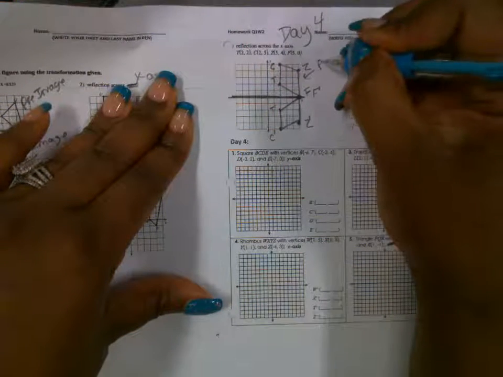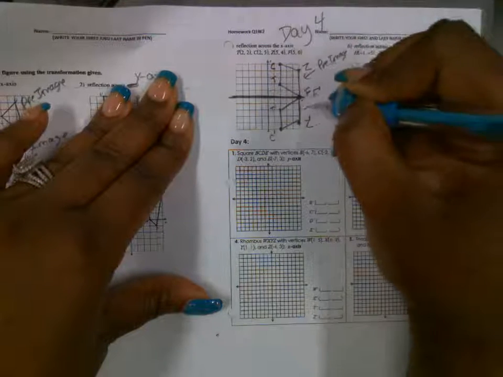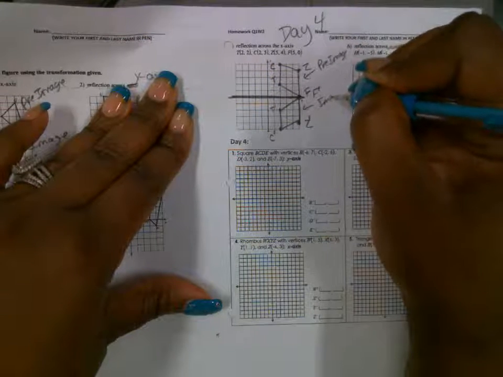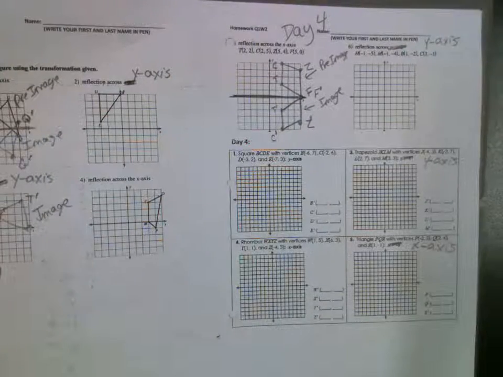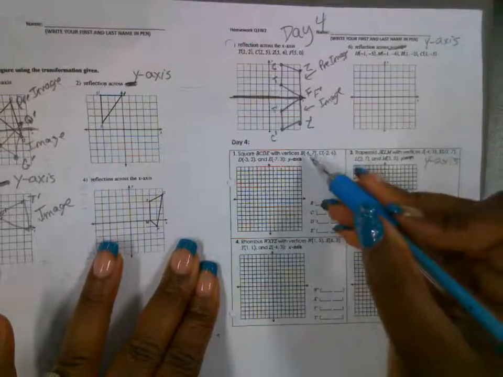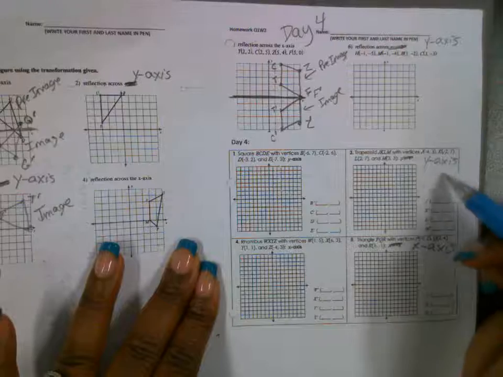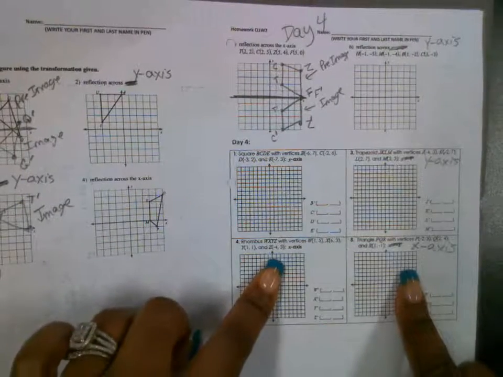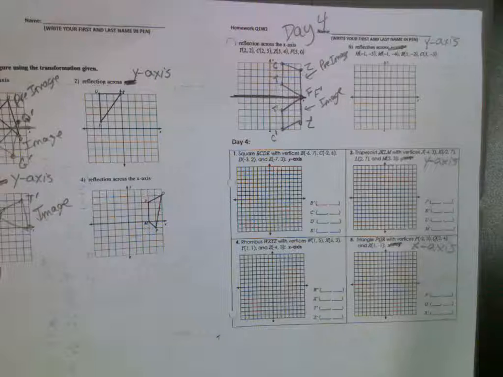This is your pre-image. And this is your image. And that's how you do the homework. Don't forget, you're going to darken the Y-axis. This is another Y-axis. Darken the Y, flip it over Y. This is Y-axis also, and the last two are flipping it over the X. Any questions about how to do tonight's homework?